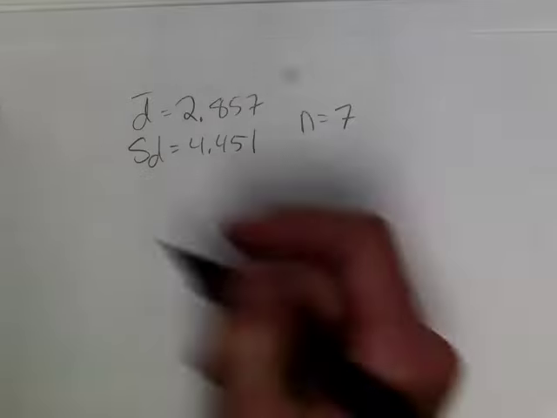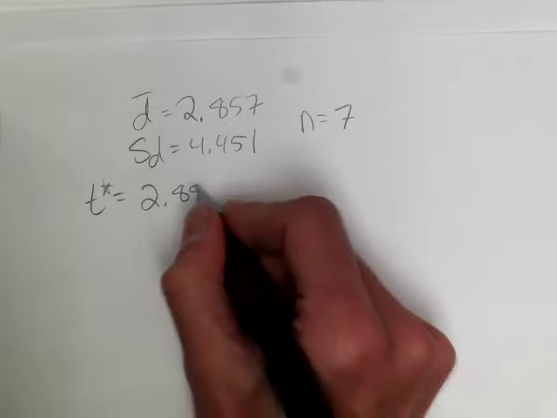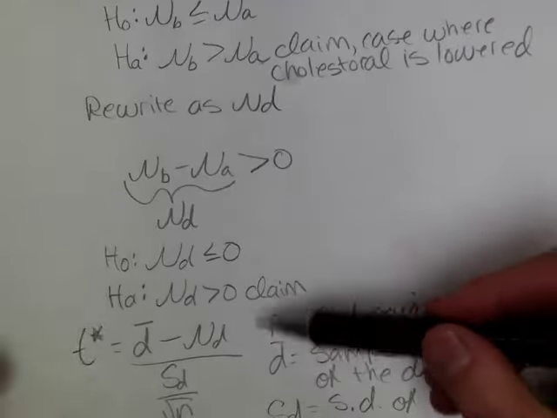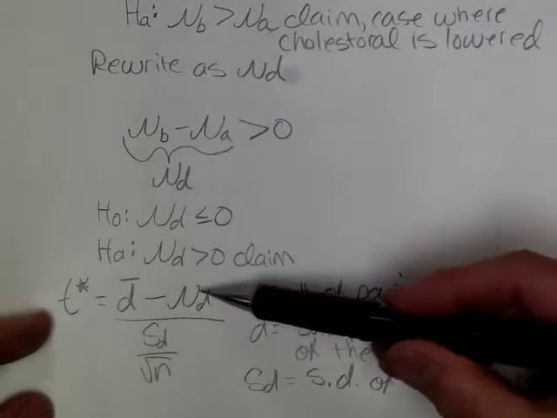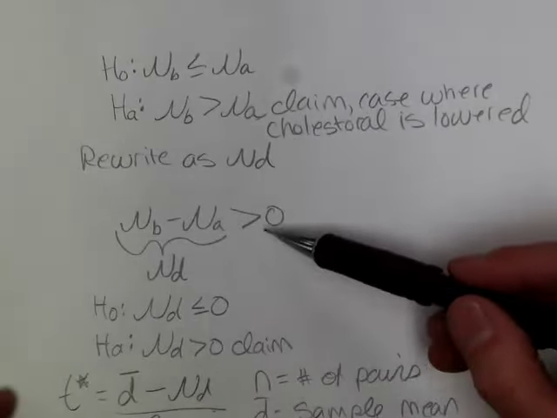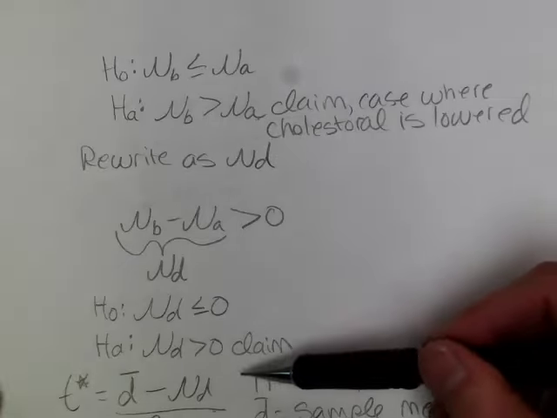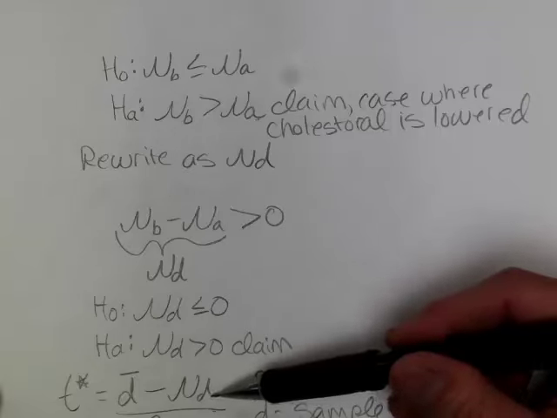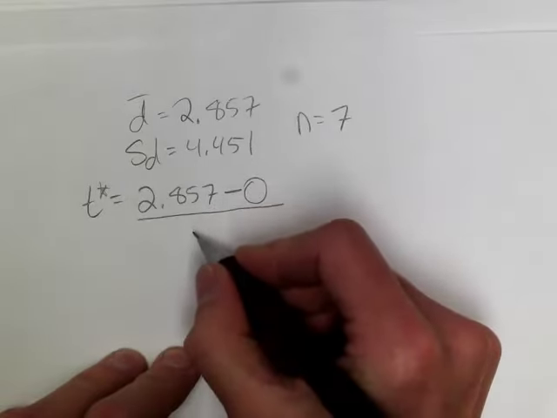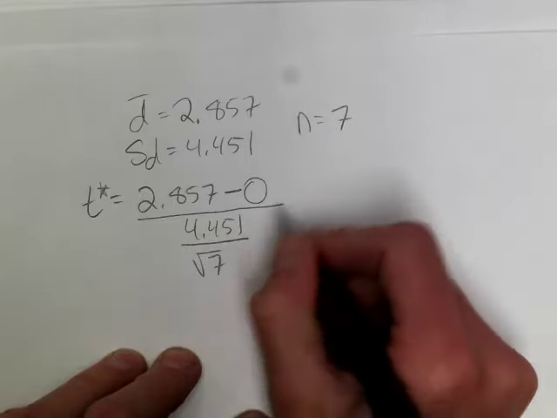Okay, so plugging into the standardized test statistic formula, it's going to be 2.857 minus the claim difference. Let's talk about that for a minute. The claim difference here is going to be the difference from the hypotheses. So we moved mu sub a over by subtraction, leaving the right side at 0. So we're actually subtracting 0 here. And then I want to divide by 4.451 over the square root of 7.